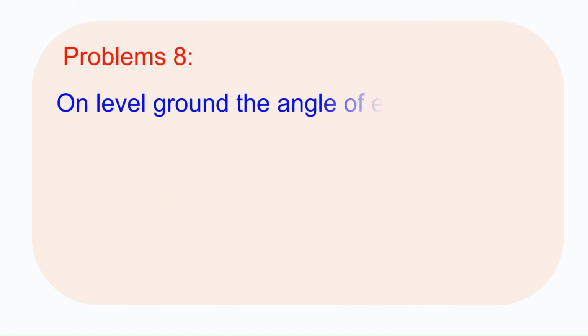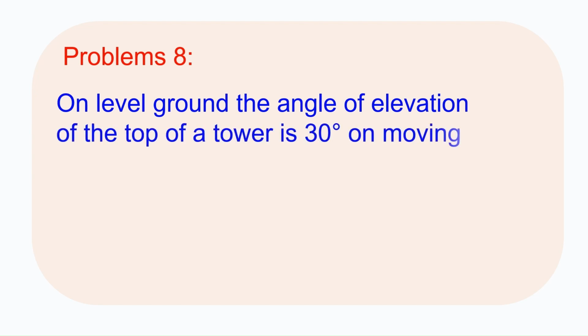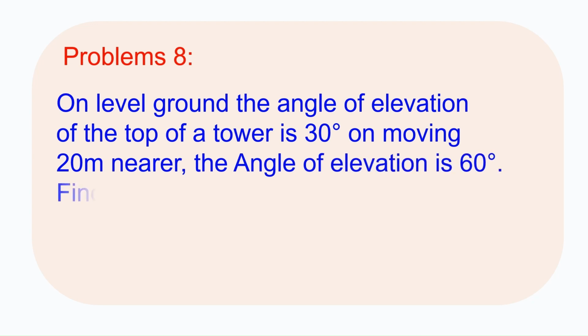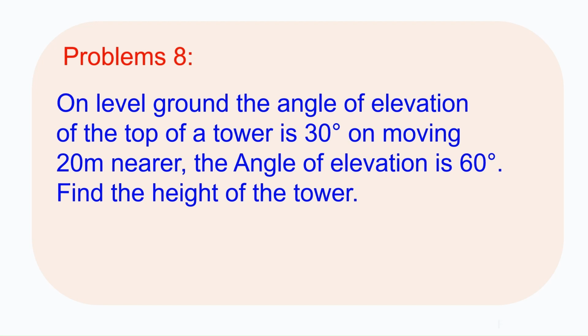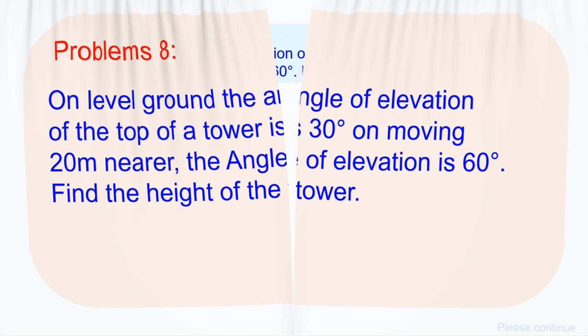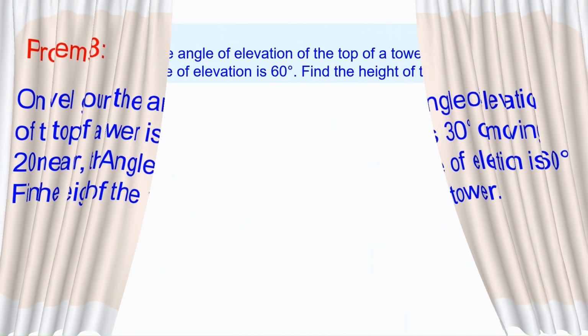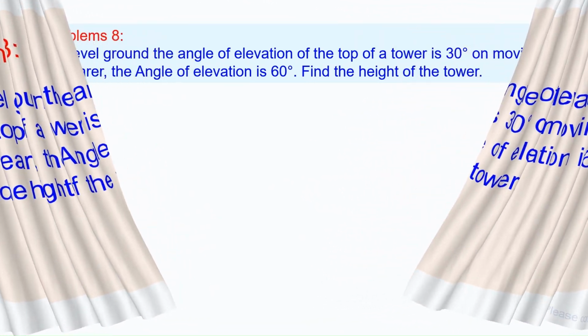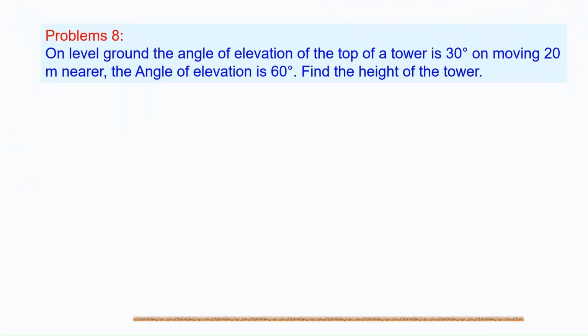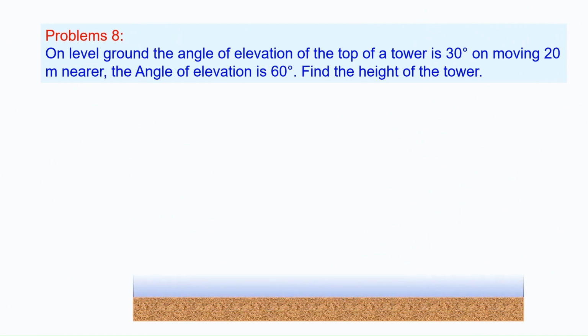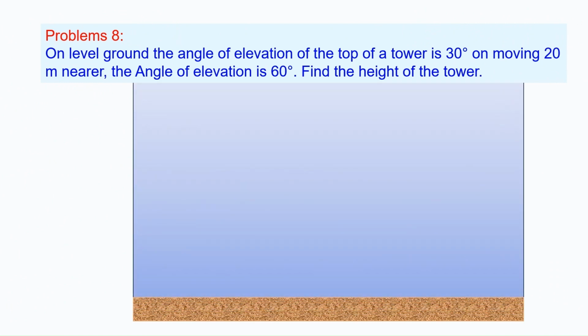Problem number 8. On level ground, the angle of elevation of the top of a tower is 30 degrees. On moving 20 meters nearer, the angle of elevation is 60 degrees. Find the height of the tower. Imagine the scenario on the ground, and then convert this picture into simple geometry.